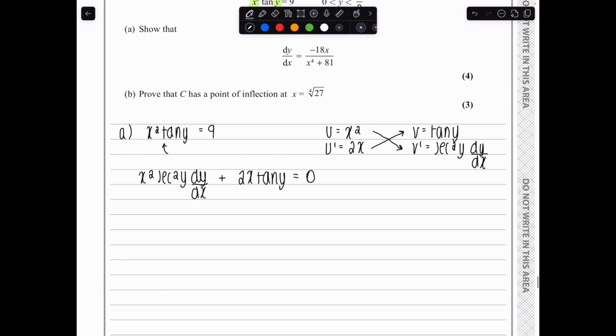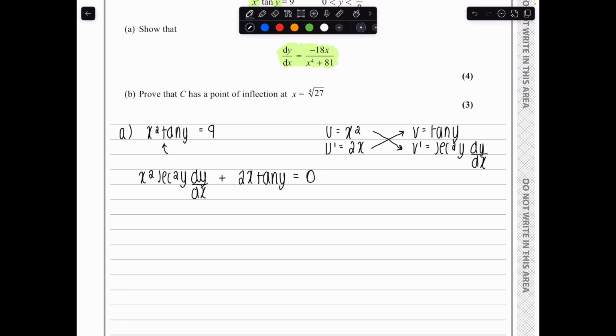Now from here, something that we need to spot as well is the derivative the question wants us to show. It doesn't have any y variables, does it? It only has x variables in it. But in our answer so far, we've got sec squared y and tan y. So how do we either get rid of this or write it in terms of x?